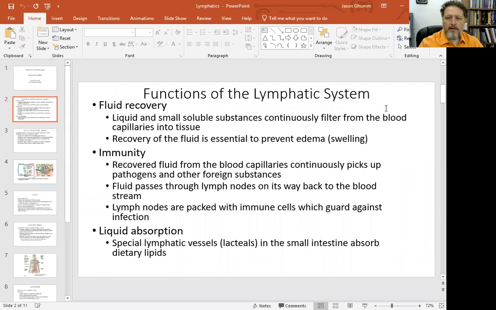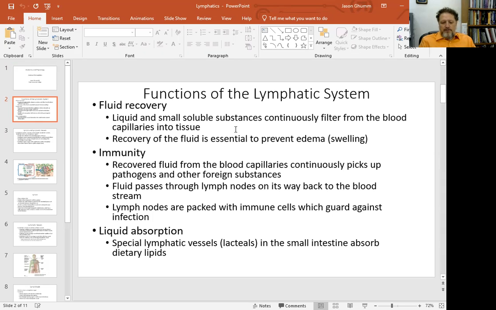The lymph system's main function is fluid recovery. As your blood passes through, it is under pressure in the arteries, and it gets to the capillaries. Those are small tubes, and the liquid portion, the plasma, is squeezed out of the blood into the surrounding tissue. When it does that, it loses pressure.